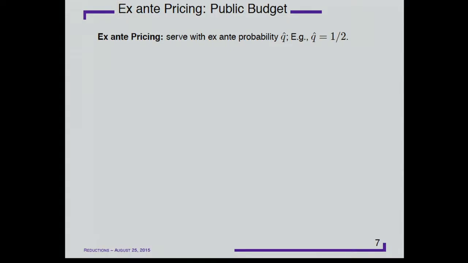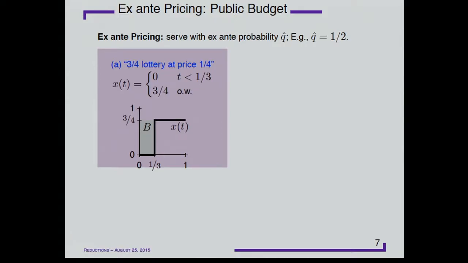The mechanism may randomize, and the type of the player is random. And so it's going to be serving with probability 1/2 over both the randomization of the mechanism and the type of the player. Okay, so here is one mechanism. I could offer the player a 3/4 lottery, meaning X is 3/4, and charge them, if they want to buy that lottery, 1/4. Remember, they have a budget of 1/4, so that's a binding budget constraint for them. Okay, and if they don't want that, they can have nothing.